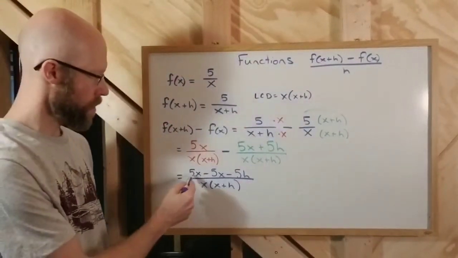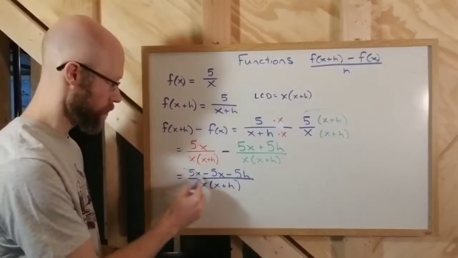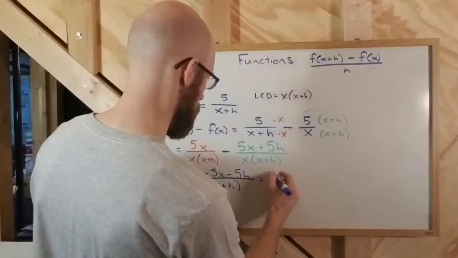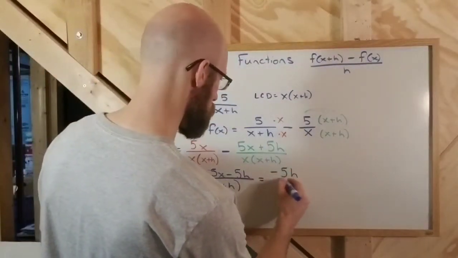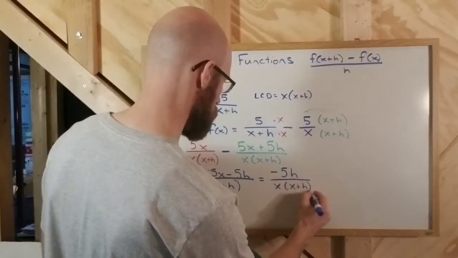Okay, now here I'm going to combine like terms. 5x minus 5x, those add up to 0. So I can drop those off, and we're going to have a negative 5h over x times x plus h.